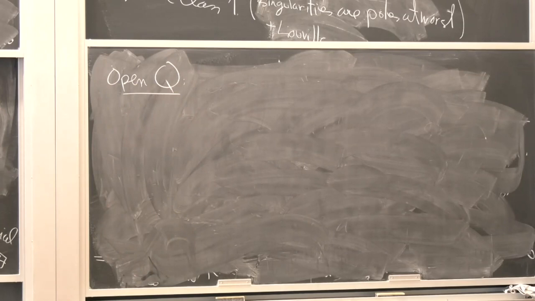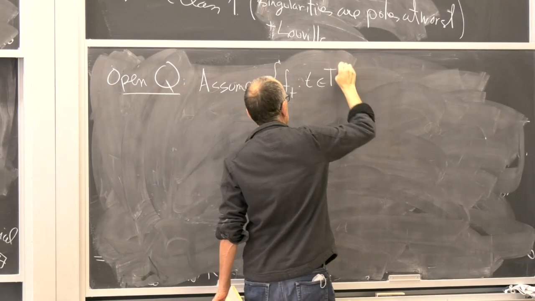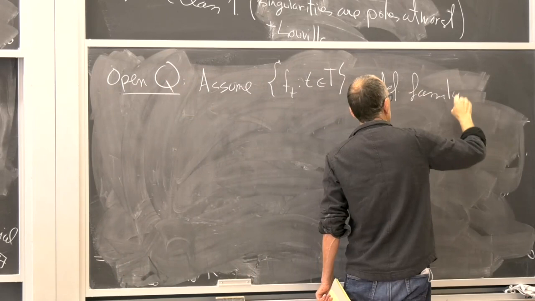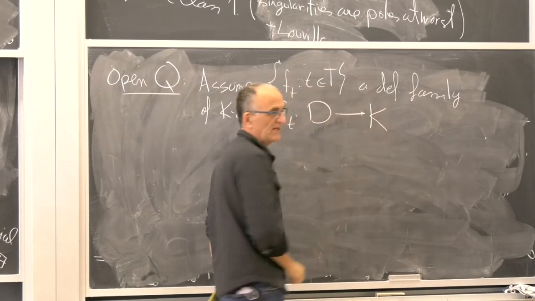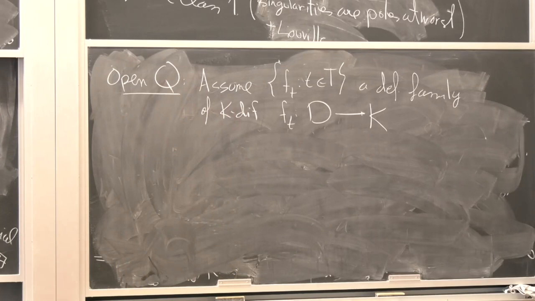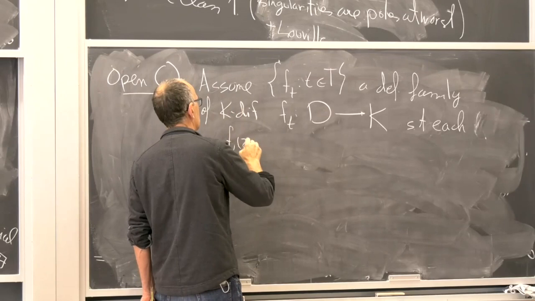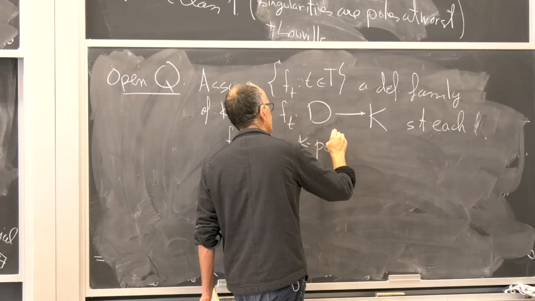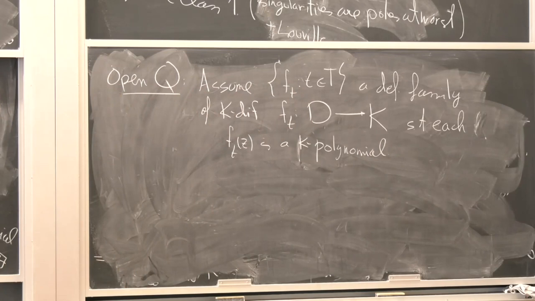Assume that we knew by some magic that the function, so assume again, f of t in t definable family of k differentiable functions, but now on the unit disk, let's say, to k, such that we know somehow that each f of t, f_t(z), is a k polynomial. It's not clear how to identify polynomials when they are not entire.